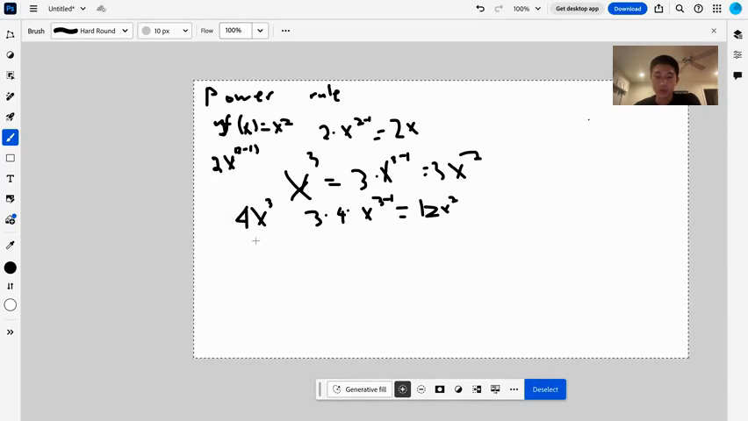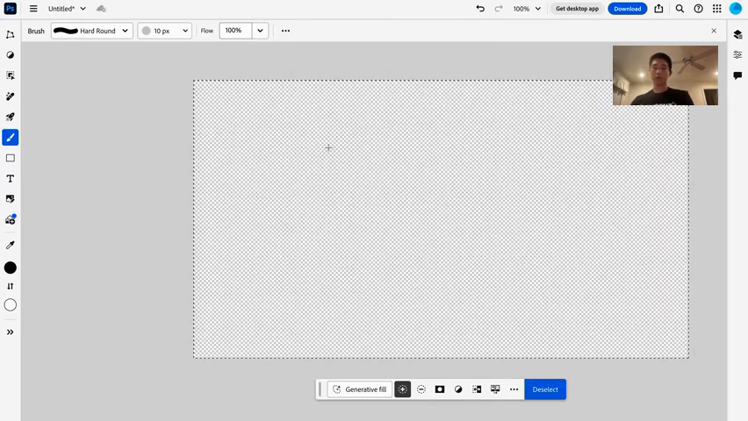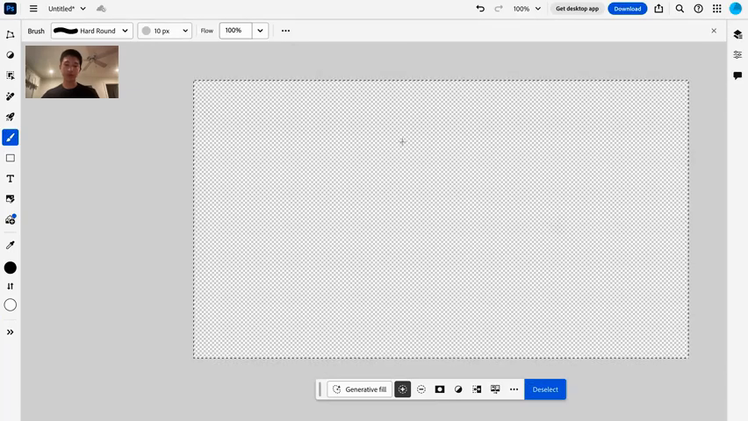And for all constants multiplied in the equation, you just keep them there. When you're doing the power rule, you only take the exponent and multiply it, and then take the variable to the exponent minus 1 power.